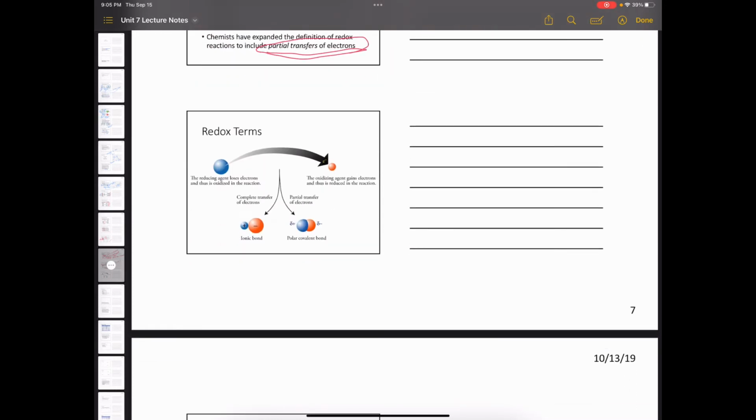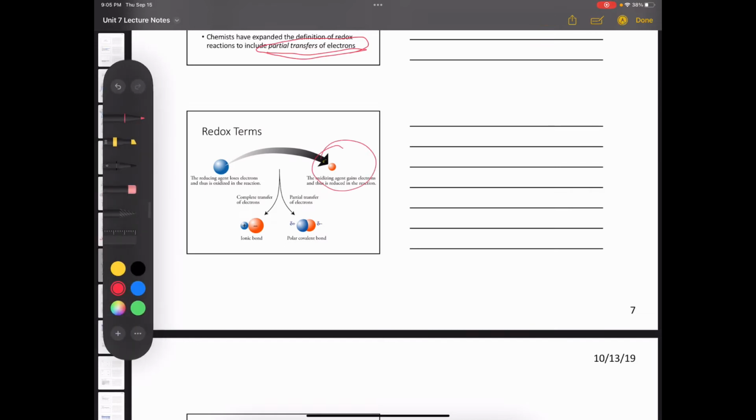So overall, when we talk about redox, the reducing agent loses electrons and thus is oxidized in the reaction, and the oxidizing agent gains these electrons. Okay, so when we say the reducing agent loses electrons, that means oxidized. When we say the oxidizing agent gains, so the key word here is gain, that means reduced.